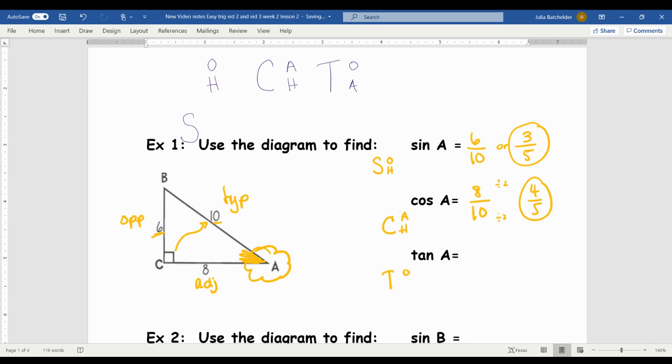Tangent is the opposite side over the adjacent side. The opposite side is 6. The adjacent side is 8. And again, we can divide both by 2. That would be the equivalent of 3/4.